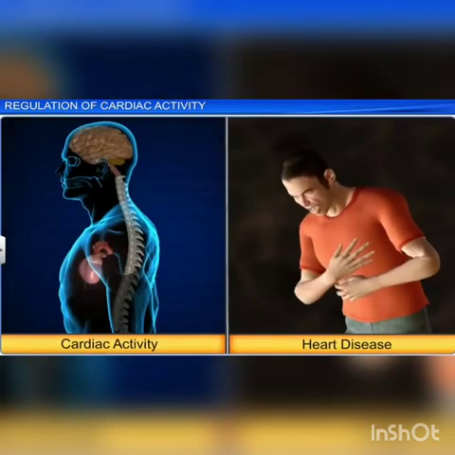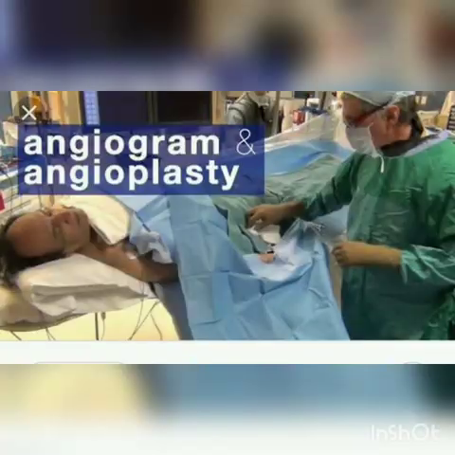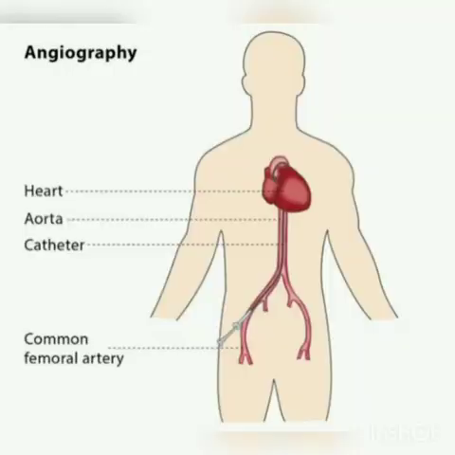And next is the diagnosis and treatment. How can we diagnose these disorders? First one is the angiogram. Angiogram is a procedure that uses X-ray to see how blood flows through the coronary arteries of the heart, and it can be used to detect abnormalities in the blood vessels throughout the body.